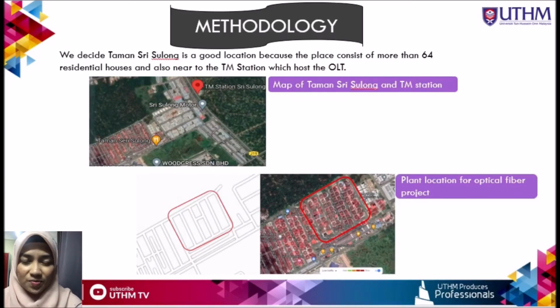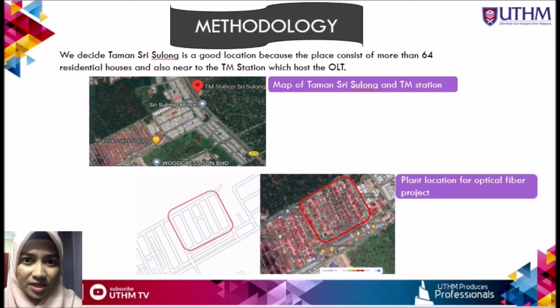Okay, I'm going to explain the methodology. In this project, the first step is to decide on one location where we will implement the fiber to the home FTTH network system. We decided Taman Sri Sulong is a good location because the place consists of more than 64 residential houses and is also near the TM station which hosts the OLT. The maps of the location and TM are in the figure below.